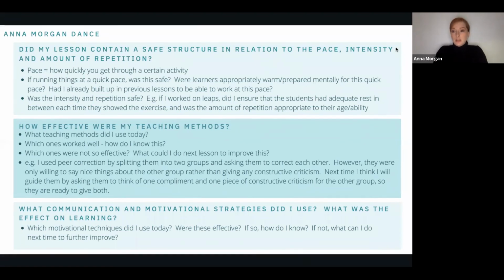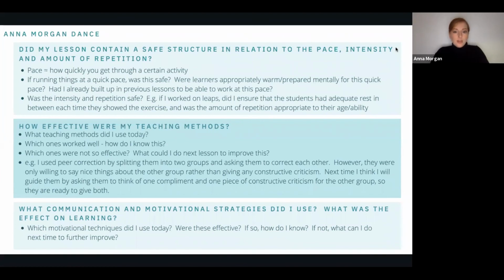So firstly, what teaching methods did I use? Which ones worked well and how do I know this? So it might be as simple as the students were all smiling, so I know they really enjoyed this. Or, by the end, the students could all show me the triple time step individually, so I know that my method that got them there was effective. So you're really breaking it down as if the person reading it has no idea what you're talking about. Which ones weren't so effective?